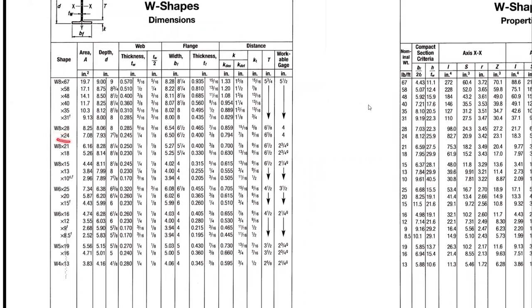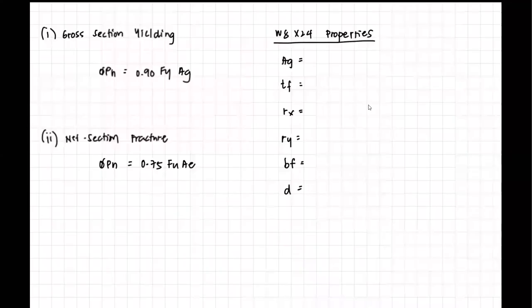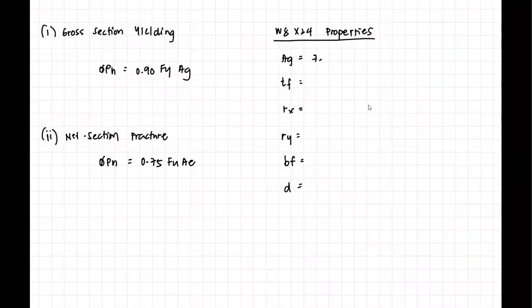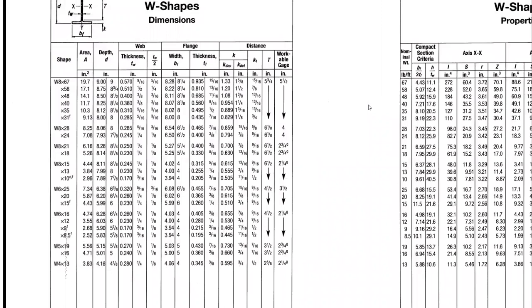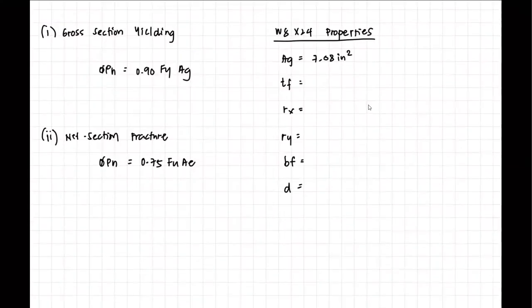Okay, and we need its area, that is 7.08, the depth. Okay, so we have 7.08 inches squared. Then next is the thickness of our flange. Thickness of the flange is this one, 0.4. Okay, 0.4 inch.